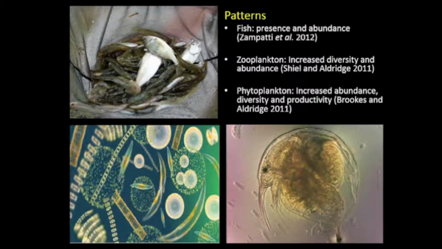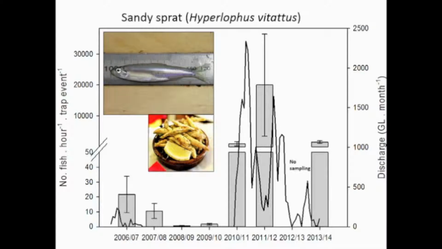In regards to fish, there were quite stark changes in the presence and abundance of a range of different species, and also similar patterns were seen in zooplankton and phytoplankton between the drought and high flow periods. And indeed for both of these groups of animals there was generally increased diversity, abundance and productivity during the high flow periods. So when we look at some of these patterns we start to get an idea about processes that might be underlying these patterns, and we can start to make up some hypotheses.